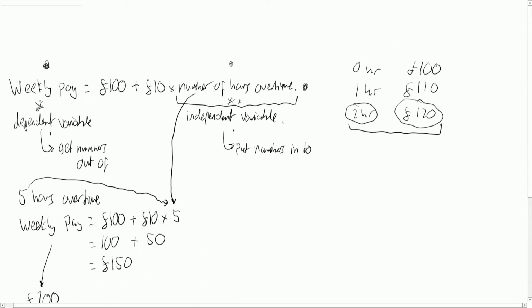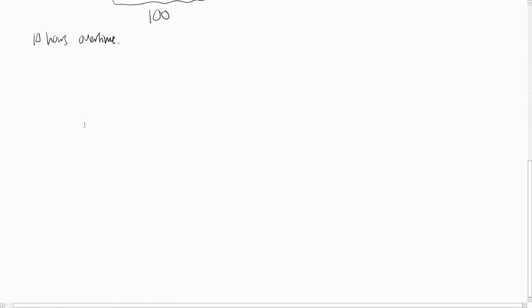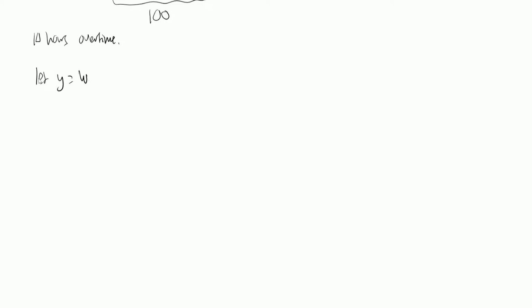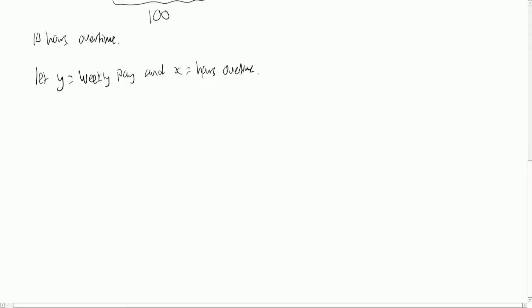If you look up here, number of hours overtime, that's 4 words. This is weekly pay, it's another 2 words. So to be nice and lazy and save a bit of time, we use single letters. Here's how that works. What we would normally do is say let y equal weekly pay. I'll go into why we use these letters in a moment. And let x equal the hours of overtime. So all we're doing is saying let y equal this and x equal this.